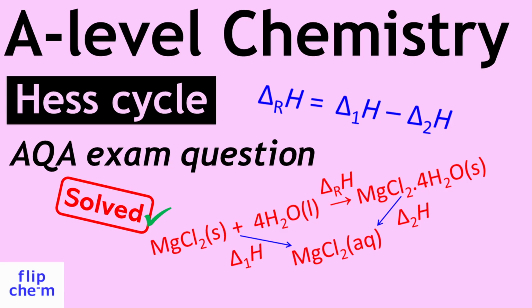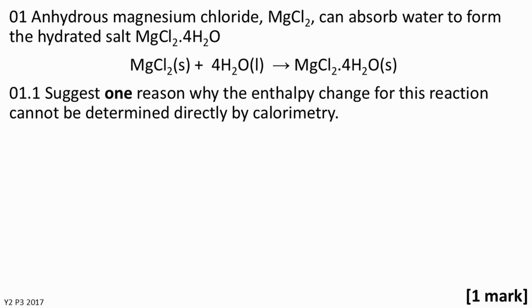Question details are in the description. Let's get started. Here's the question. Anhydrous magnesium chloride, MgCl2, can absorb water to form the hydrated salt MgCl2.4H2O, and we're given the balanced equation MgCl2 solid plus 4H2O liquid gives MgCl2.4H2O solid. Suggest one reason why the enthalpy change for this reaction cannot be determined directly by calorimetry.